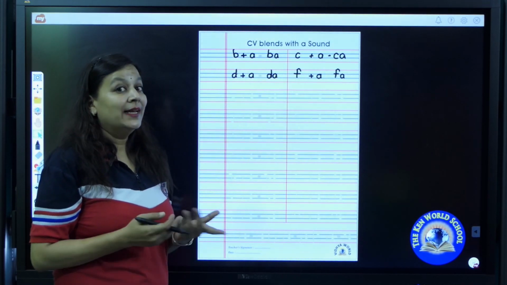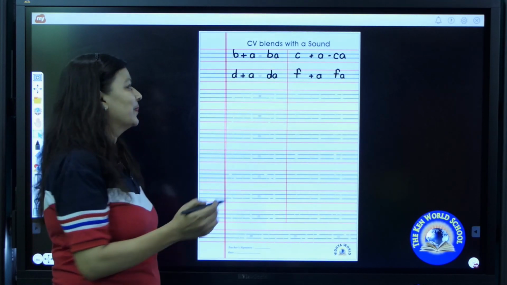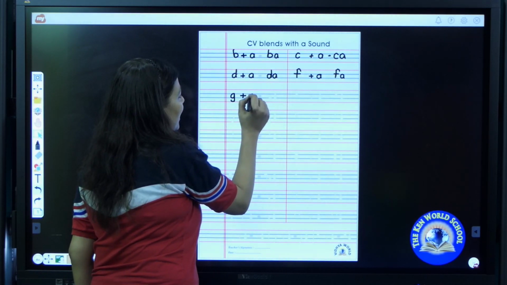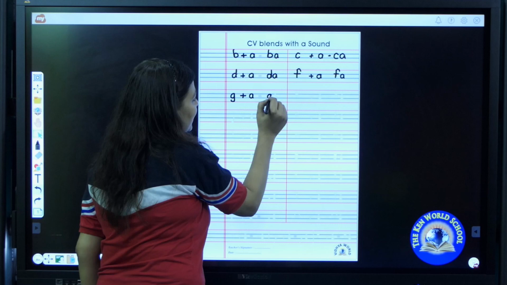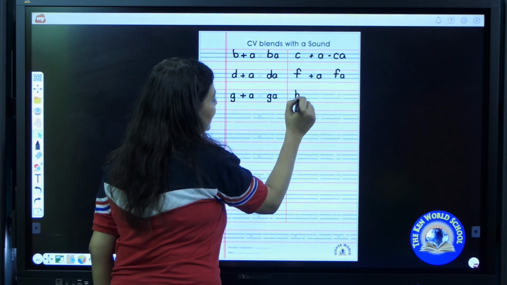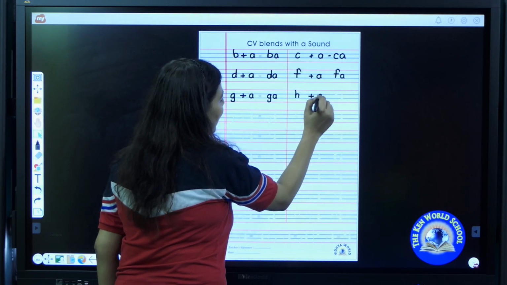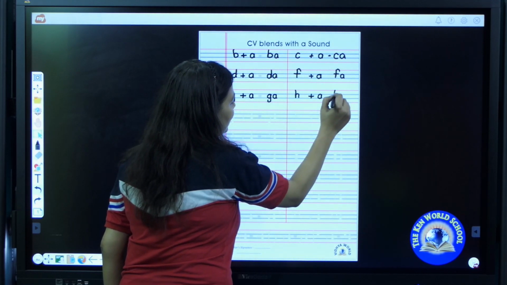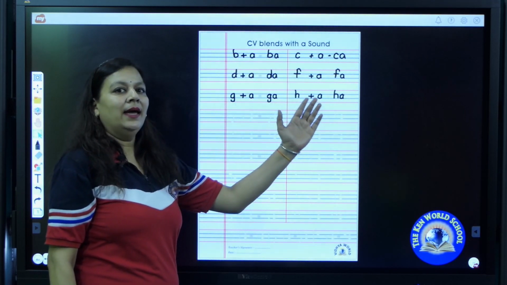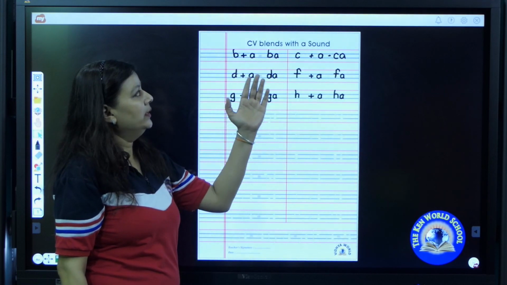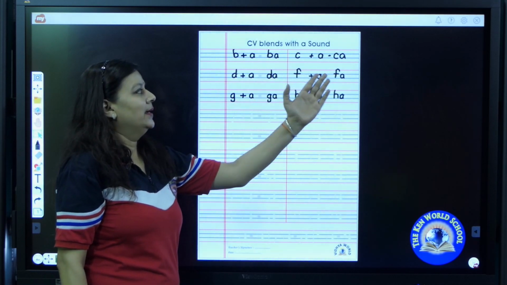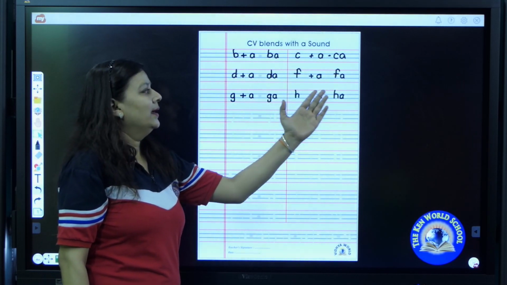Now, which is the next consonant? Yes, it's G. G A Ga. G A Ga. Now which is the next consonant? H A Ha. Repeat after me. H A Ha. Now we will say all the CV blends together. Ba Ka Da Fa Ga Ha.